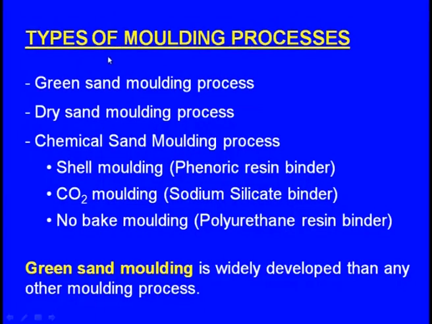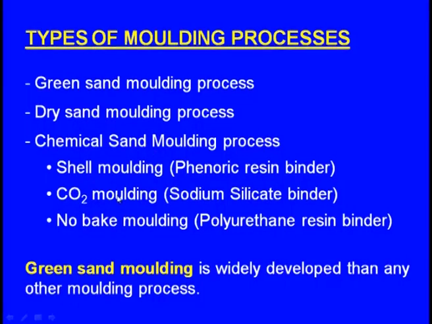Now these are the types of the conventional sand molding process. One is the green sand molding process. These we have already seen in the classification of the casting process. The second one is the dry sand molding process. Finally, the chemical sand molding process. Under the chemical sand molding process, we have shell molding, carbon dioxide molding and no-bake molding.